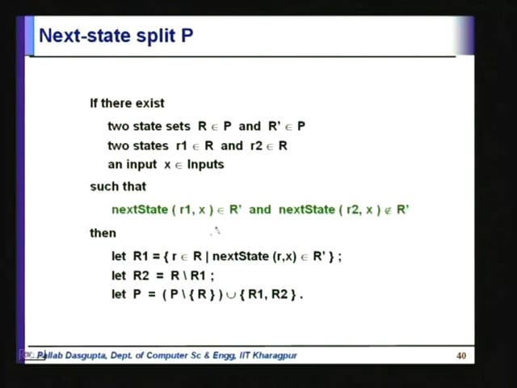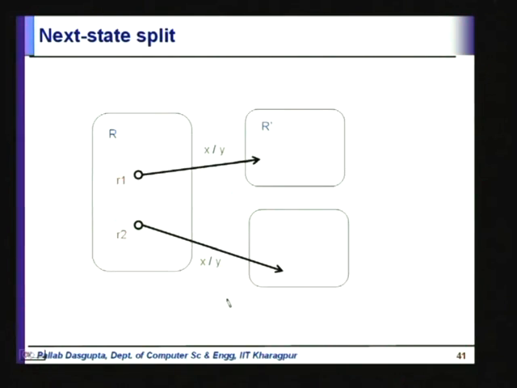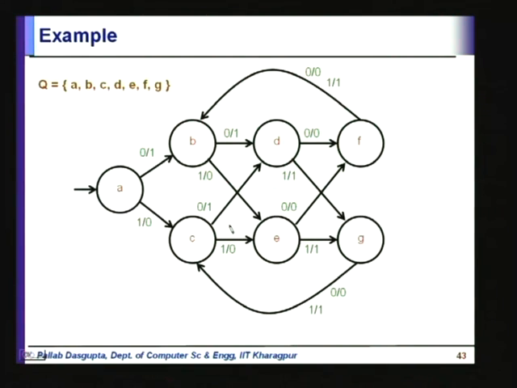Similarly, we do next state split, where if the next states are not the same, in other words, if one next state belongs to R dash and the other next state does not belong to R dash, then we split it up based on the next states exactly in the same way, right. So like this goes to this, one does not go to this, so we are going to split this one up like this, right. So this is the algorithm that is used for state minimization, right.